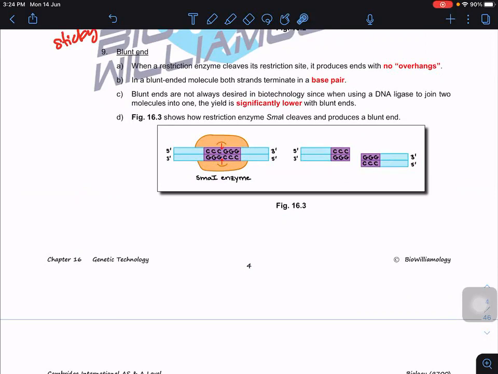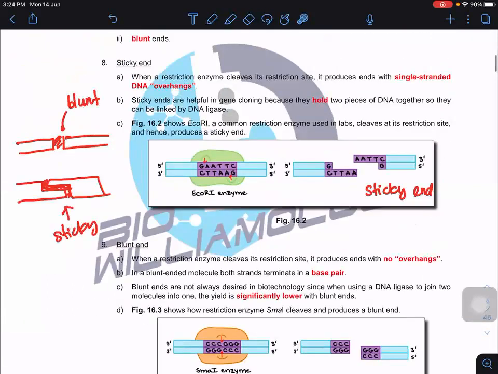So the blunt end is basically significantly lower. Can you see that? The effectiveness, the efficiency is definitely lower, because just now I said that if you want to glue two ends together like this, no one holds them. So the effectiveness of the process will be low compared to those with the sticky end.